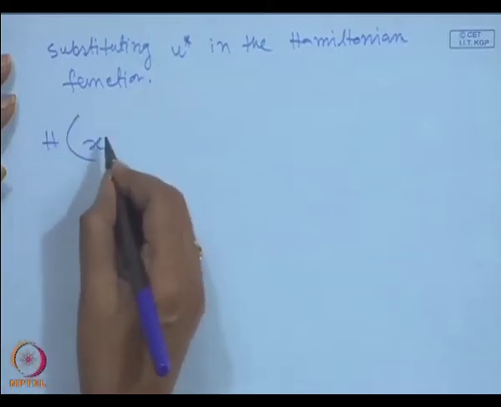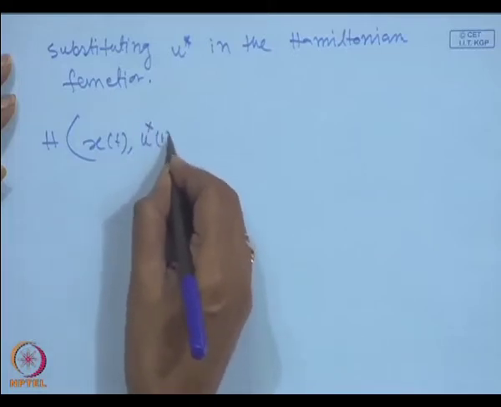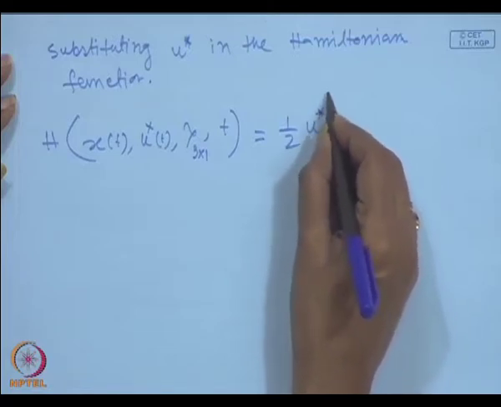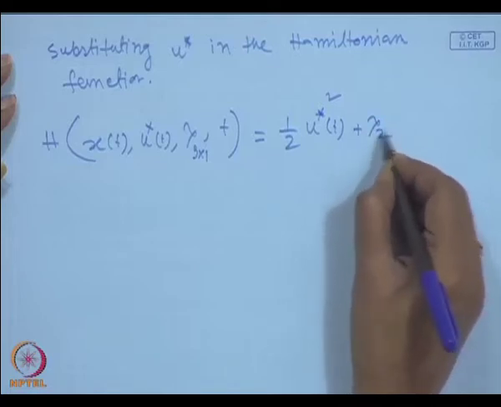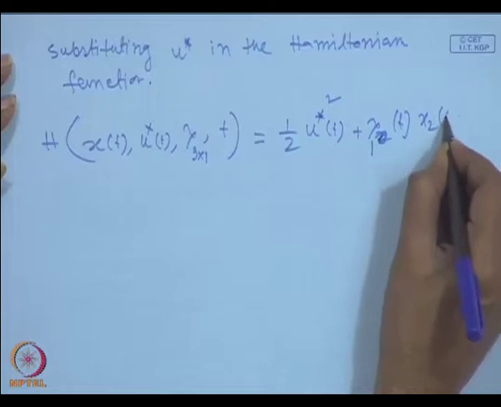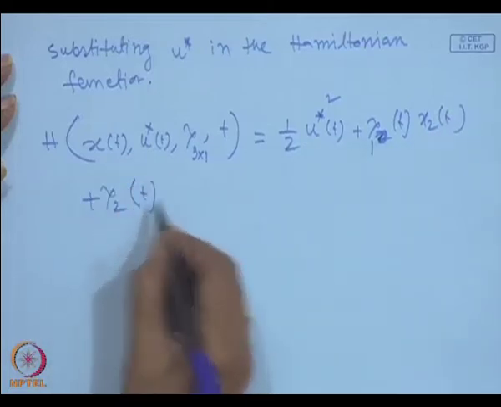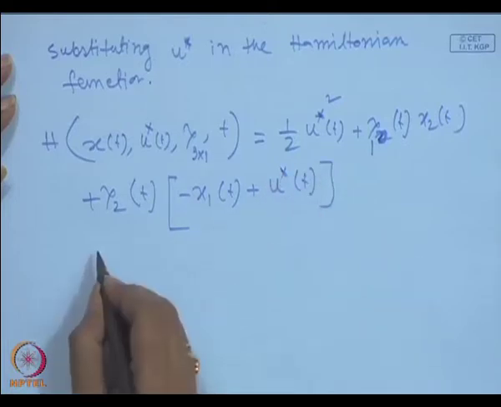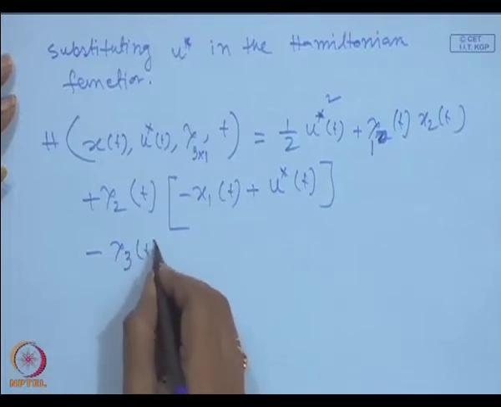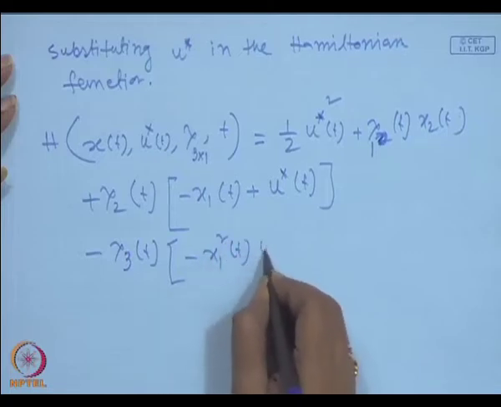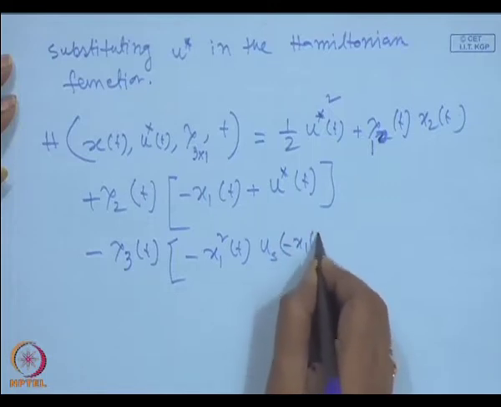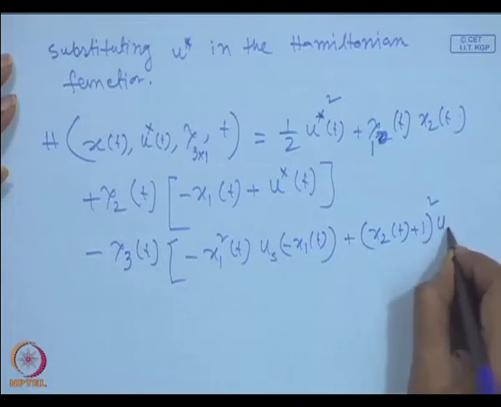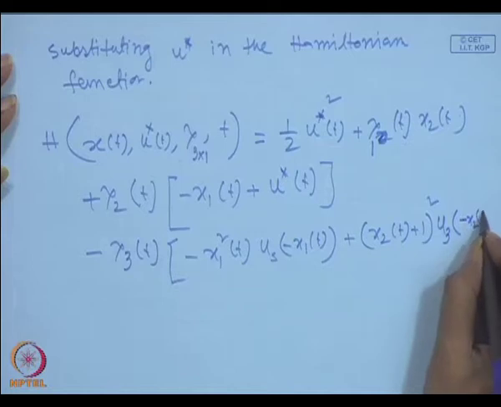If you put the Hamiltonian function of x of t, u star of t, lambda of t, whose dimension is 3 cross 1, I will write it as half u star of t square, plus lambda 1 of t x 2 of t, plus lambda 2, same thing, only u is replaced by u star, minus x 1 of t plus u star of t, minus lambda 3 of t, minus x 1 star of t, u star minus x 1 of t, plus x 2 of t plus, I am just repeating the same expression and writing u star replaced by u star of t.